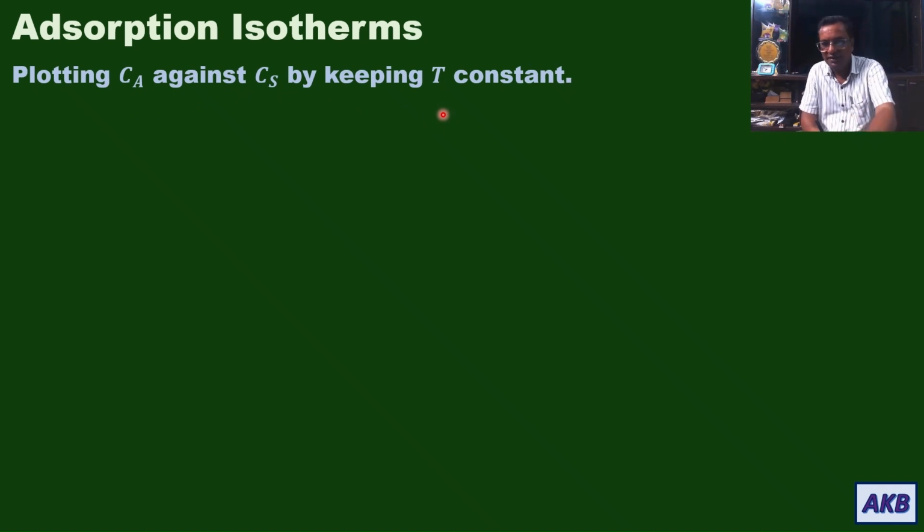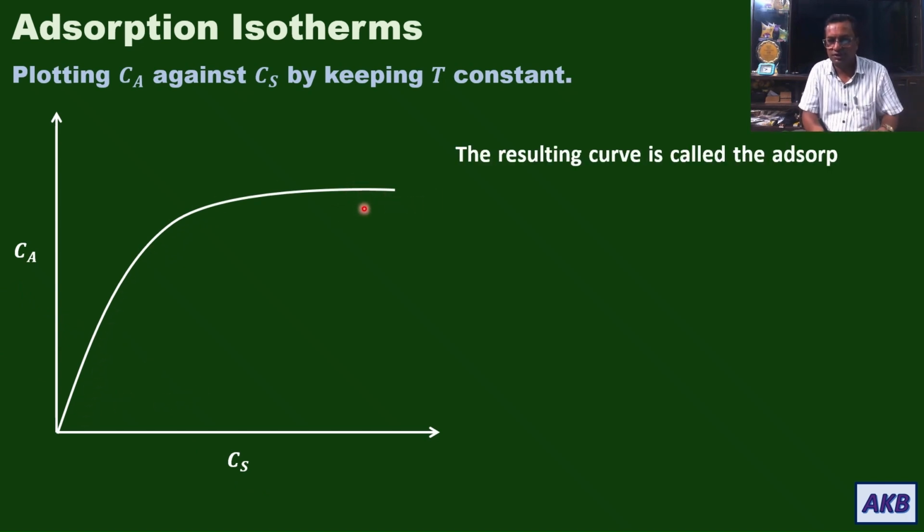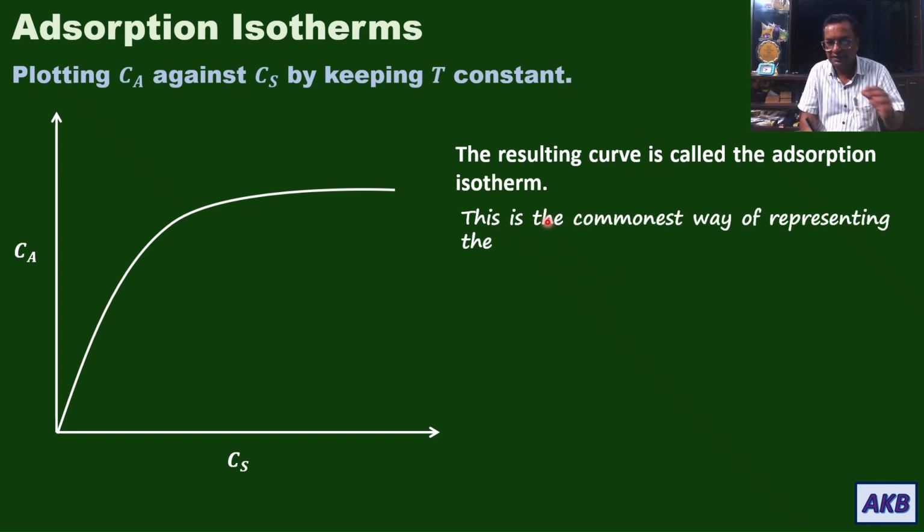by keeping T constant. So if you look at the nature of the graph, you are plotting Cs on the x-axis and Ca on the y-axis, then you will get a curve, and this curve is nothing but the adsorption isotherm. Why isotherm? Why are we calling it an isotherm? Because we are keeping temperature constant. So the resulting curve is called the adsorption isotherm. And as I said earlier, this is the commonest way of representing adsorption equilibrium, and that's why we are discussing it in detail.